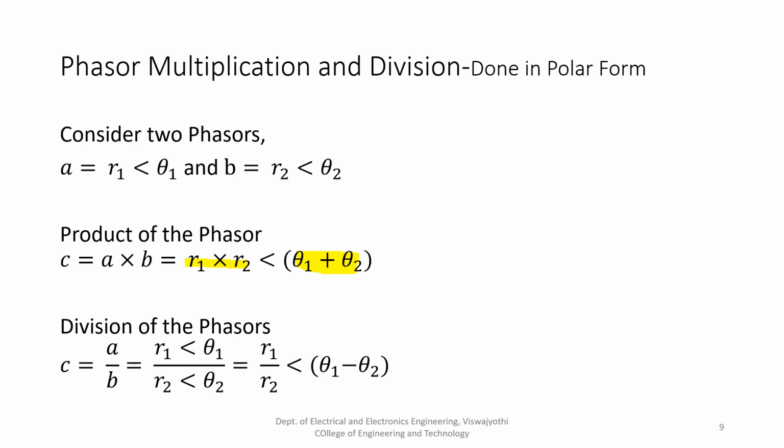So in the case of phasor division, we divide the magnitudes of the phasors, and the angles are subtracted. So kindly note, in phasor multiplication, the magnitudes are multiplied and angles are added, while in phasor division, the magnitudes are divided while the angles are subtracted.